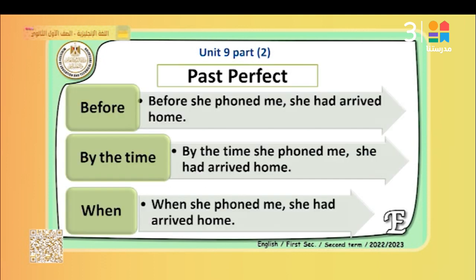Again, we have other keywords like the word before, by the time, and when. After the word before, we use the past simple, and then we use the past perfect. As you see, before she phoned me, she had arrived home. So which happened first? She had arrived first, and then she phoned me. So again, we use the past perfect tense to show the action which happened first.